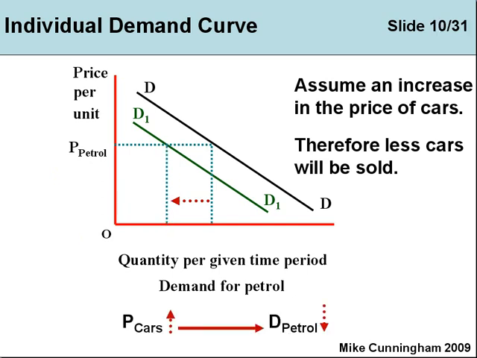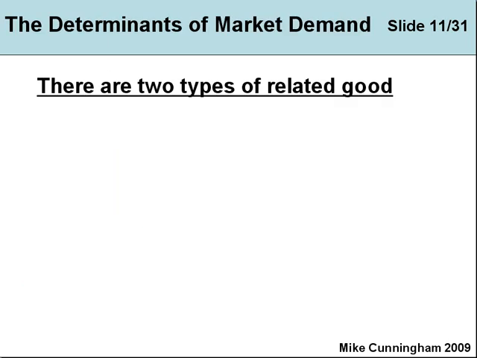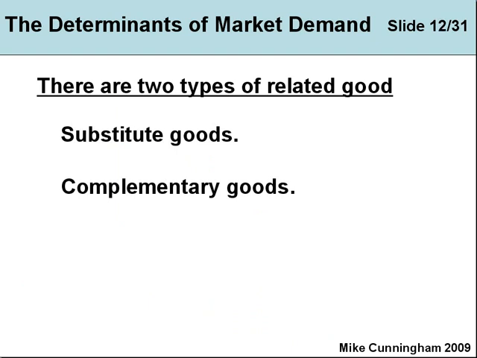So as the price of cars increases, the demand for petrol falls. So the two goods are related. There are two types of related good, in fact. There are substitute goods and complementary goods. And let's look at these in a little more detail.